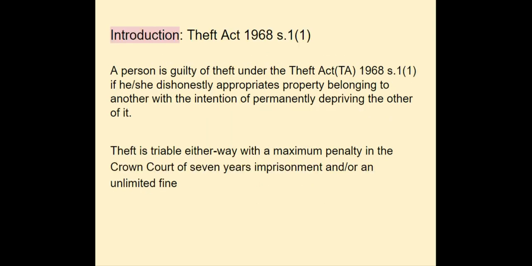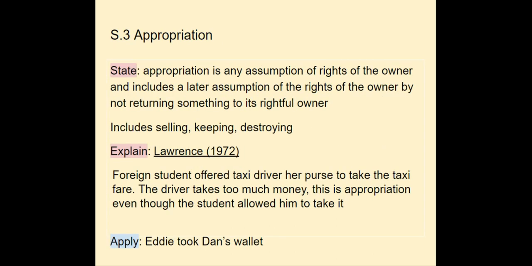So we're going to start by defining theft under Section 1.1 of the Theft Act 1968. Section numbers are key where it's a statutory offence. So guilty of theft if they dishonestly appropriate property belonging to another with the intention of permanently depriving the other of it. And it's nice to mention it's triable either way, with a maximum penalty at the Crown Court of 7 years or an unlimited fine.